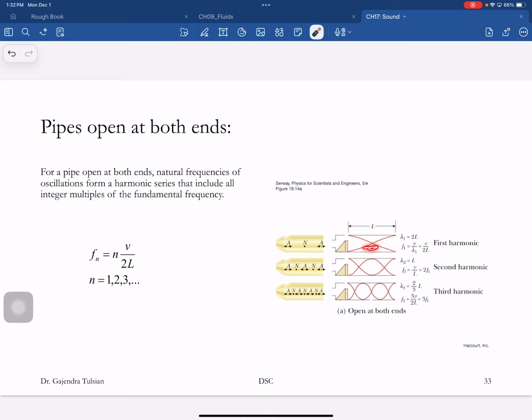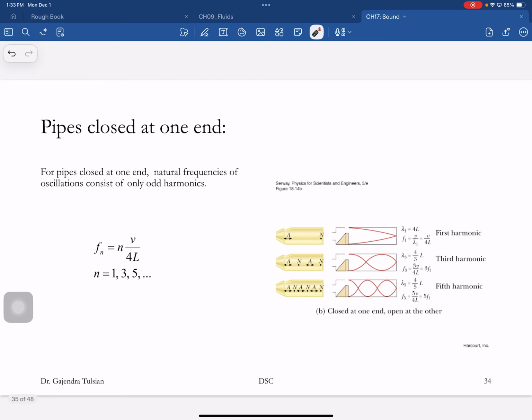This is the lowest mode of excitation. This one is next, and so on. Okay. And the relevant length is the distance between the holes that you're opening and closing on the flute. Okay. So the frequencies, again, all the harmonics are allowed, and the lowest frequency is V by 2L. Okay, L is the length there. So a flute, all the harmonics are allowed.